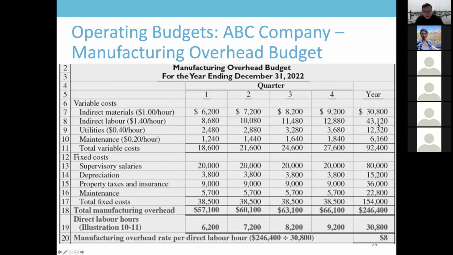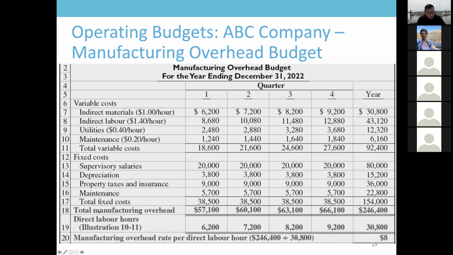We are taking a look at this example. This is the manufacturing overhead budget. You can see this is the variable cost on row 6. In this example, it provides a lot of details: indirect materials, indirect labor, utility, maintenance, which are 1, 1.4, 0.4, 0.2.